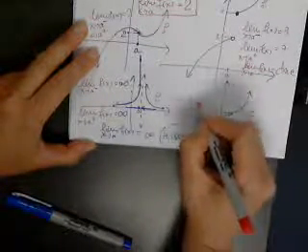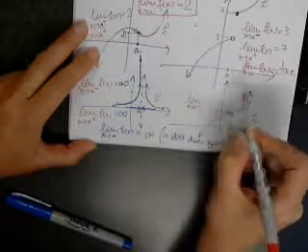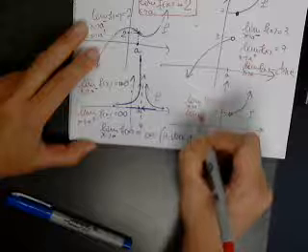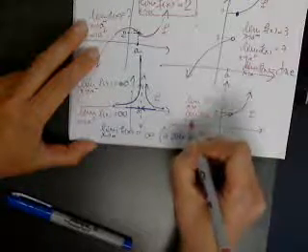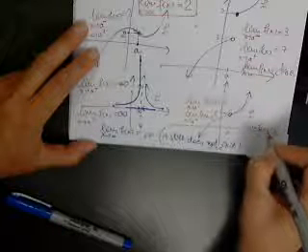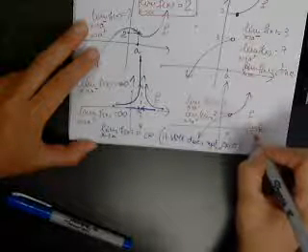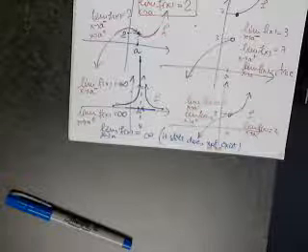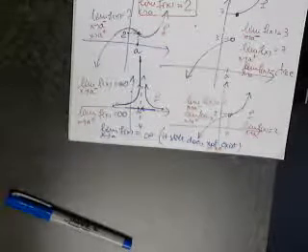Limit from the left. Limit from the right, 2, 2. Limit from either side, 2. Exactly. We don't care what happens at a. We only care that both sides approach 2.